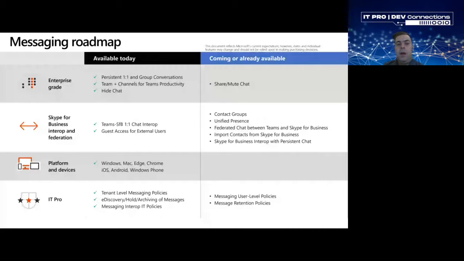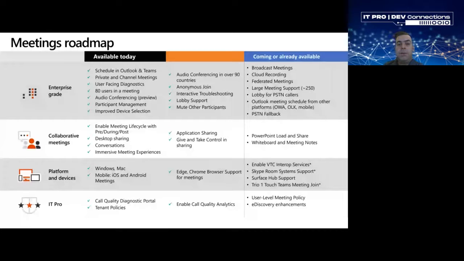And continuing with the roadmap. For example, you have some parts here that are already available today and completely in production. The parts for federated meetings or live meeting support are already available. Lobbies for PSTN callers are now available. PowerPoint live and share, and whiteboard in meetings are also available now. But every month you have new features coming to Microsoft Teams. And also, for example, new parts are coming and some are already available, such as e-discovery enhancements.